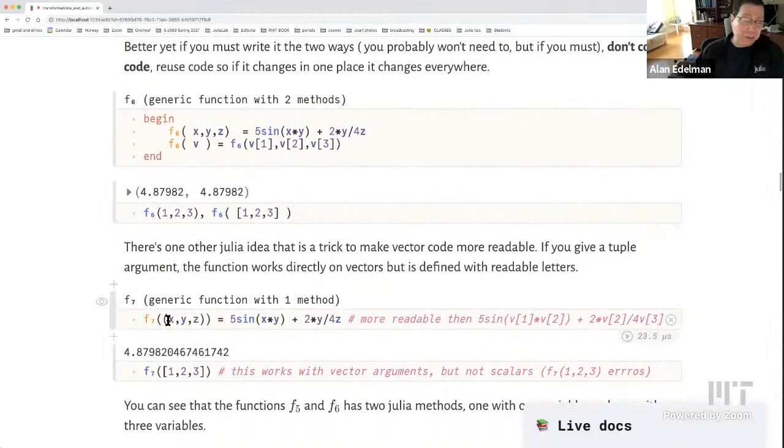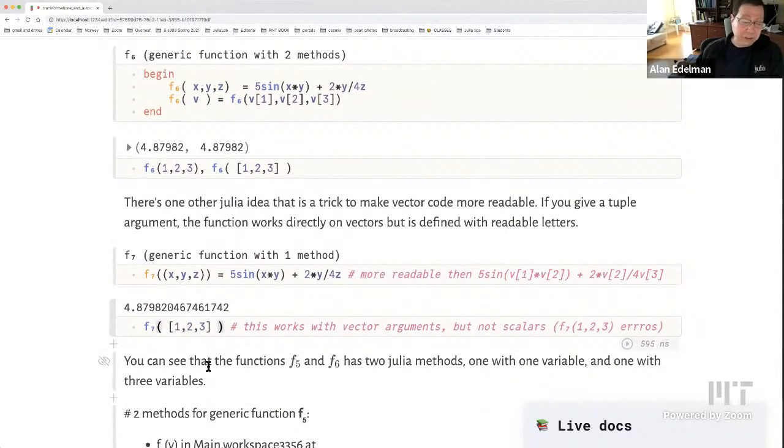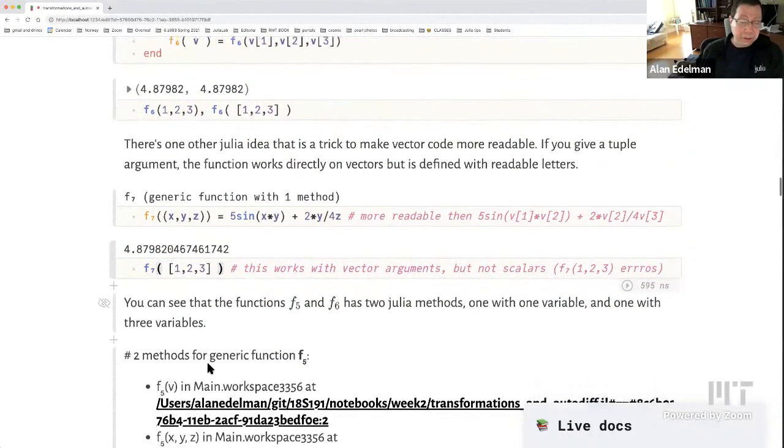So here, this double parentheses, which basically means a function of a tuple. So this is a kind of a Julia thing. But don't worry about how it's working. Just point out that when I write this, it is readable, right? X, Y, and Z, just like math almost. But it actually takes vector arguments. Okay, and so you could write one function that's readable and has vector arguments, just in case you want to do that.